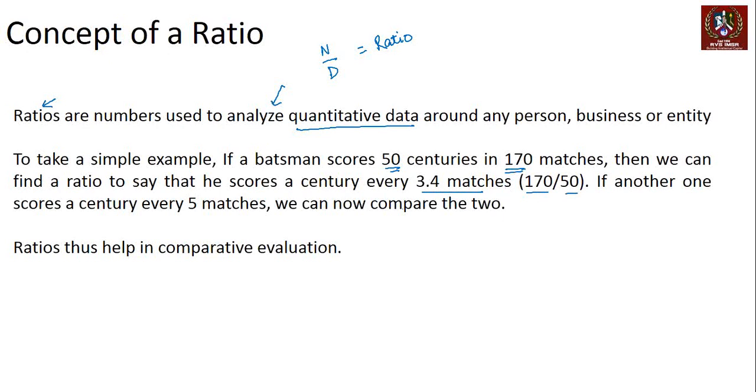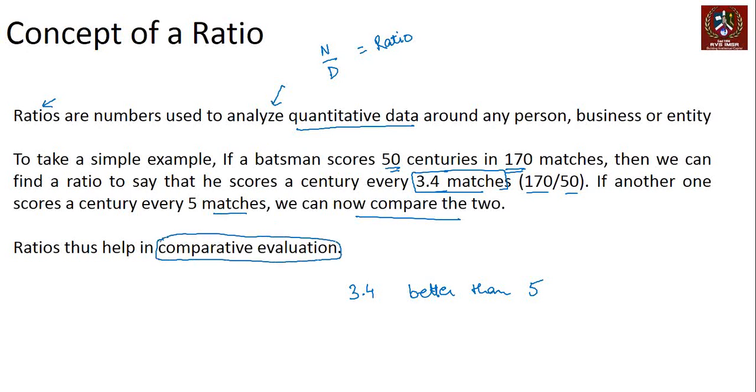If now we look at another batsman who has a century every 5 matches, we can compare the two and say that 3.4 matches per century is better than 5 matches per century, right? So 3.4 matches per century is better because you're scoring more centuries playing fewer matches, right? More hundreds playing fewer matches. Ratios thus help us in comparative evaluation. What is the key here is comparative evaluation.